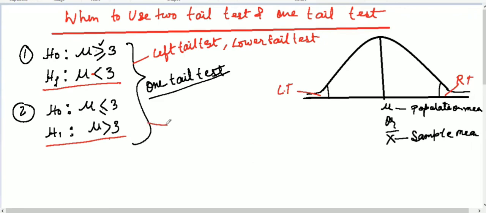And from the second condition, always decide from the alternate hypothesis. So here the population mean is greater than 3. So this is pointing in the right direction. So this is going to be a right tail test, or you can say an upper tail test.